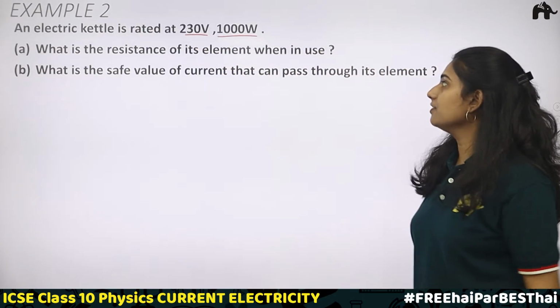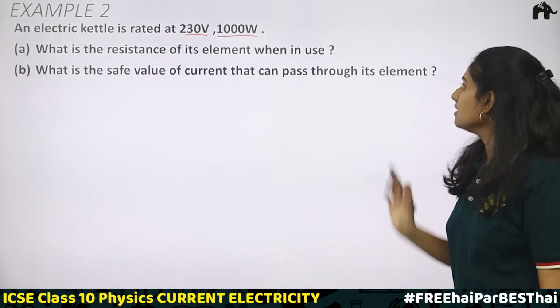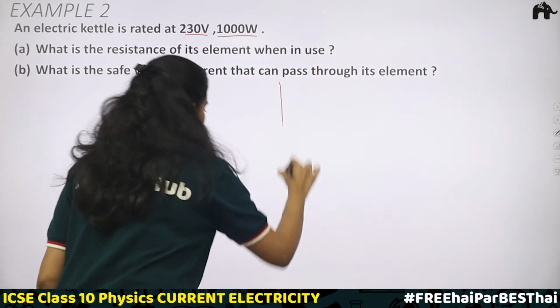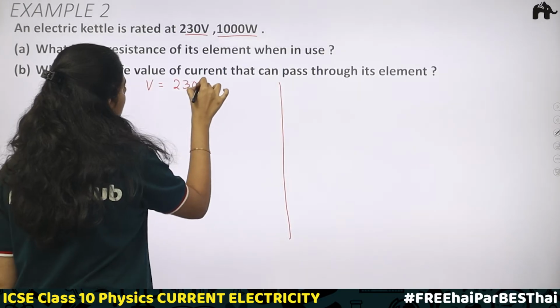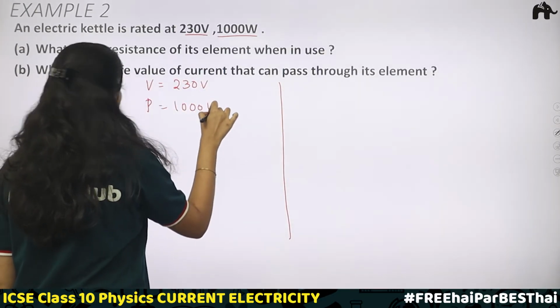An electric kettle is rated 230 volt, 1000 watts. What is the resistance of its element when in use? Second, what is the safe value of current that can pass through its element? We have to find the resistance and safe value of current. Given the potential difference, V is equal to 230 volt. Then power P is equal to 1000 watts.